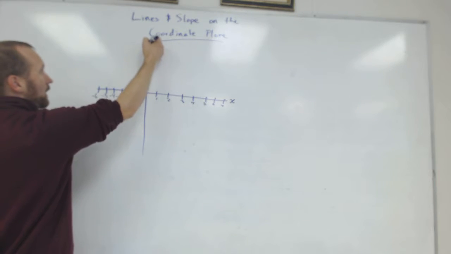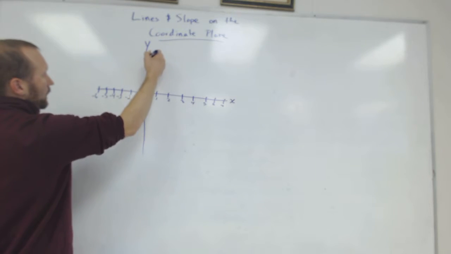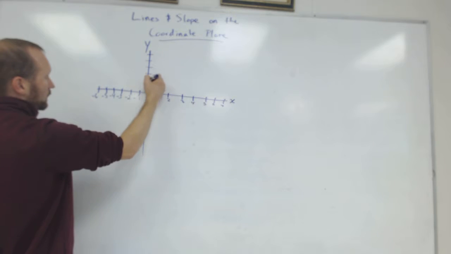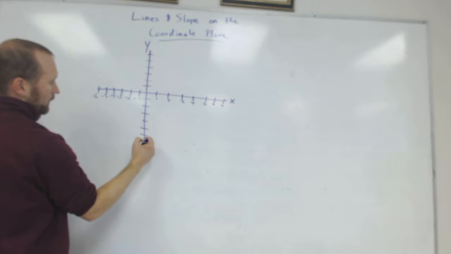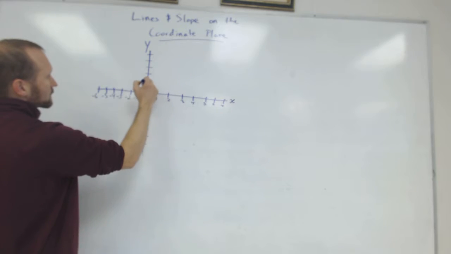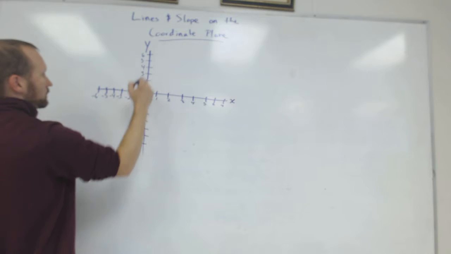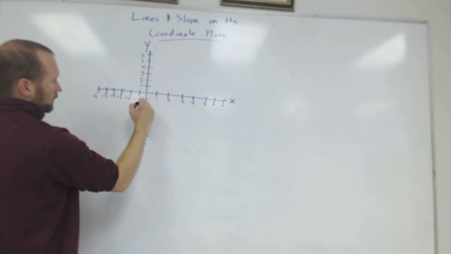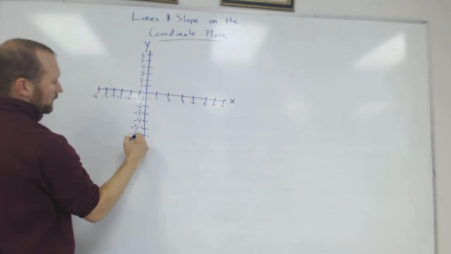And then we call this long vertical axis the y-axis. And it is also a set of positive and negative numbers. And any point on this coordinate plane has a set of coordinates.